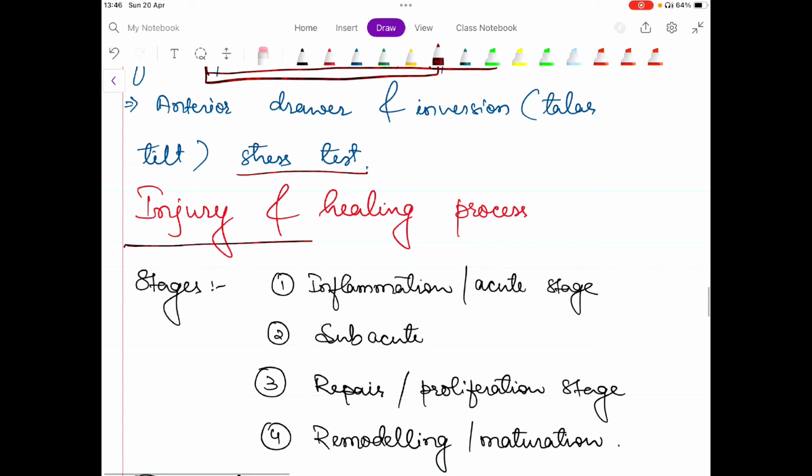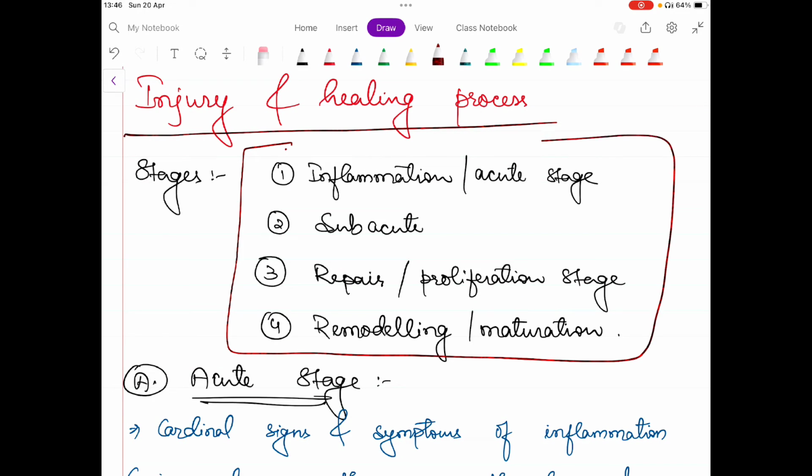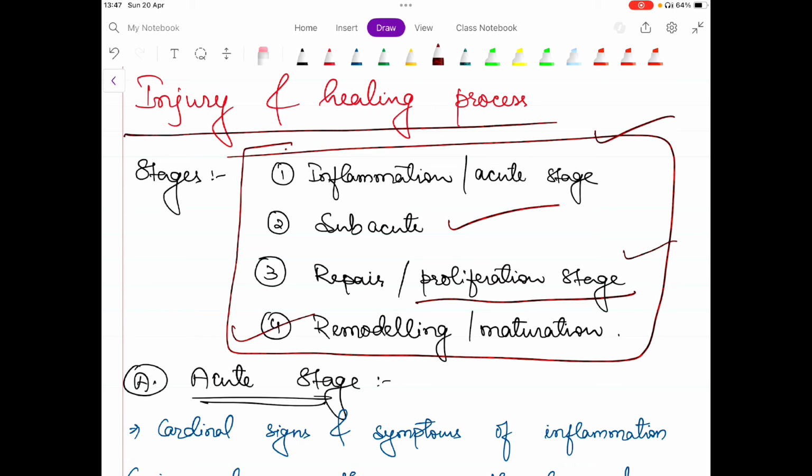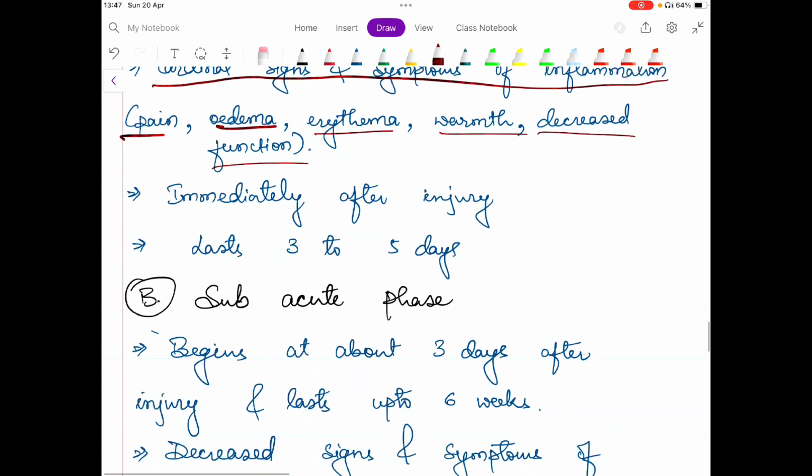Now let's talk about the injury and the healing process. There are basically four stages. First is the inflammation or acute stage, then the subacute stage, then the repair or proliferation stage, and in the end the remodeling or maturation stage. Let's talk about it one by one. In the acute stage, cardinal signs and symptoms of inflammation are seen, that is pain, edema, erythema, warmth, and decreased function. It occurs immediately after injury and lasts for about 3 to 5 days.